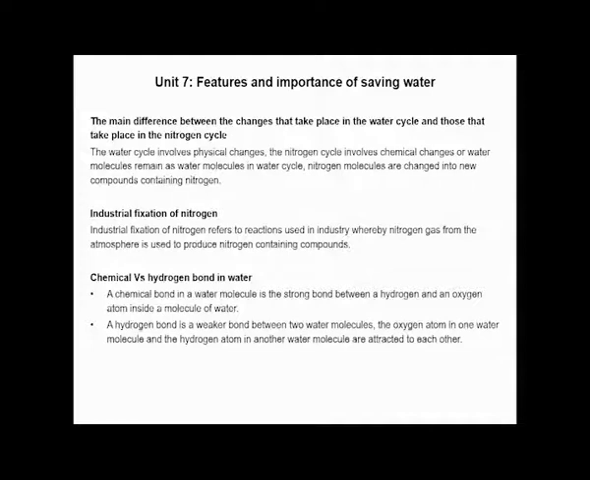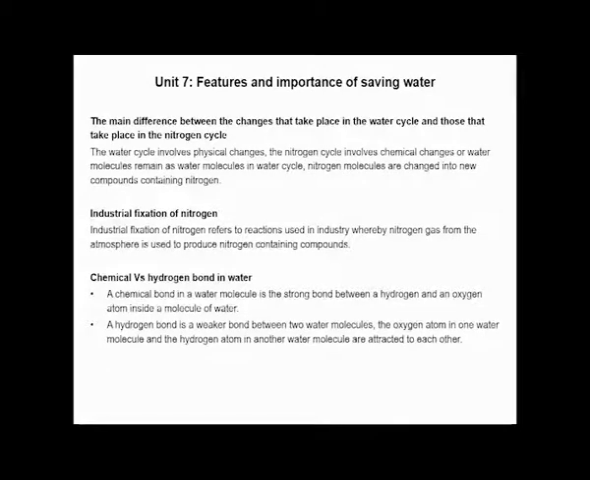Features and importance of saving water. What are the main differences between changes that take place in the water cycle and those that take place in the nitrogen cycle? The water cycle involves physical changes, for example precipitation. It also involves condensation and many more. While the nitrogen cycle involves nitrogen fixation, whereby nitrogen is released from the environment into the water and into the soil. Those are their main two differences.